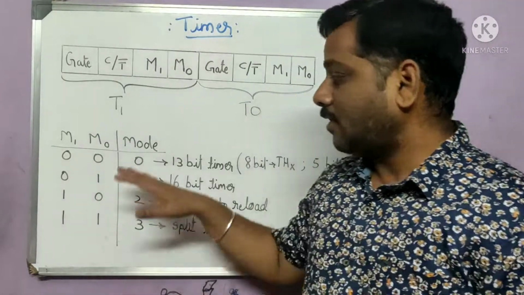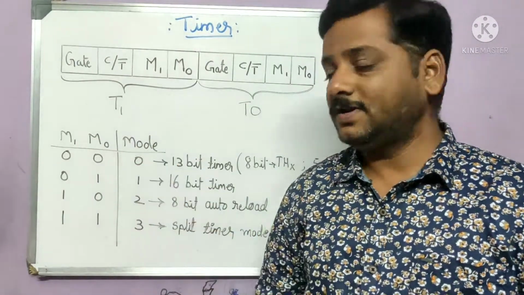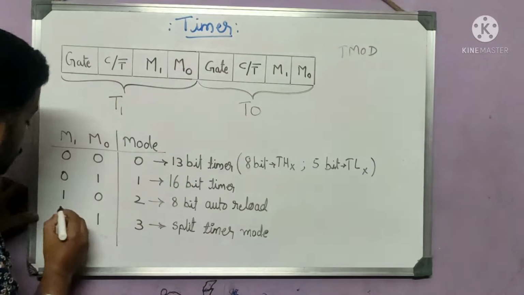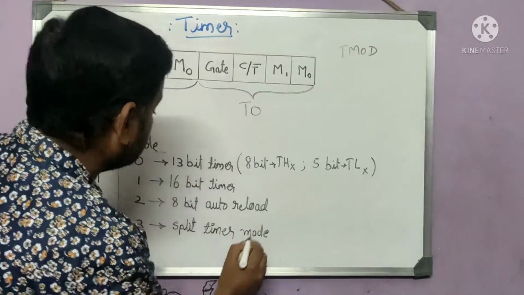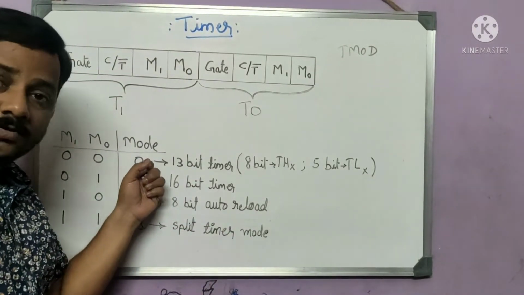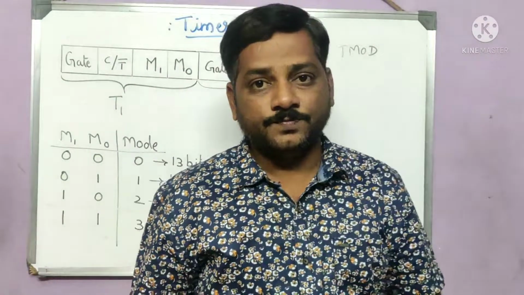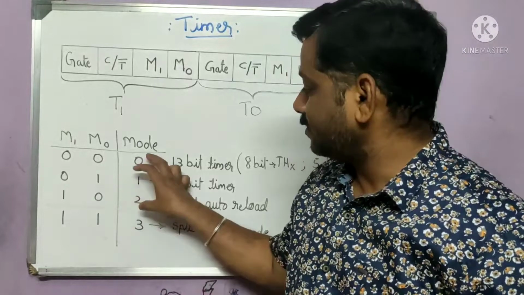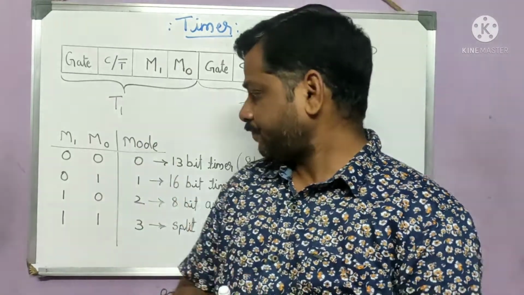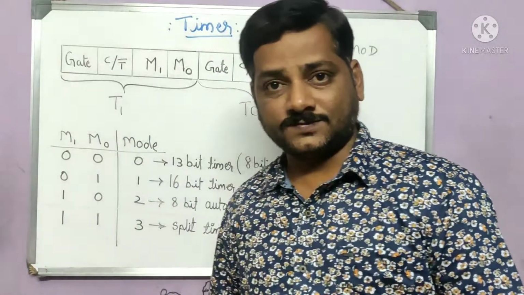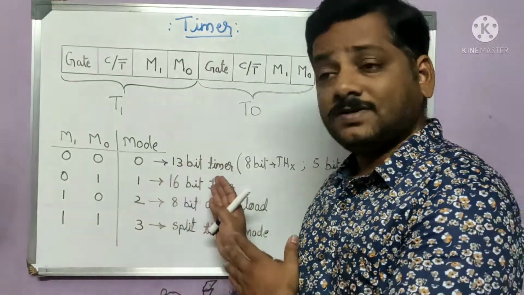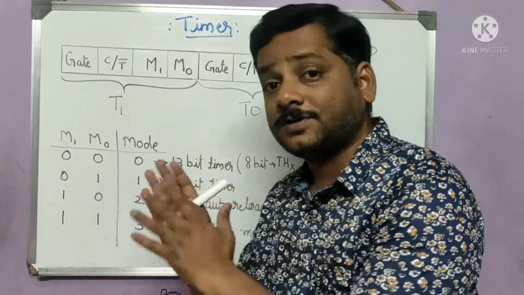But for the 8051 microcontroller, we are going to operate it in only 3 modes: mode 0, mode 1, mode 2. Mode 3 we use for 8052. So for explanation purposes, I will explain only these 3 modes now. How to select the mode first of all, and what actually happens when we select that particular mode.